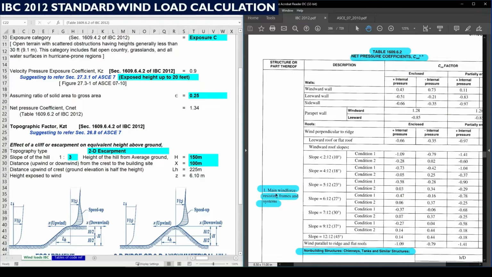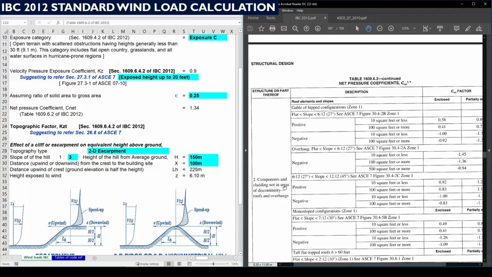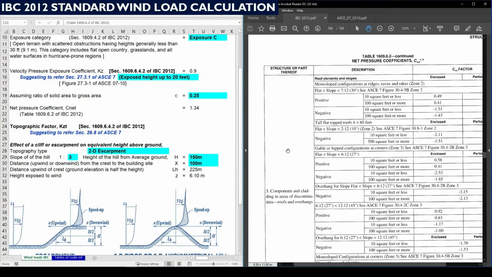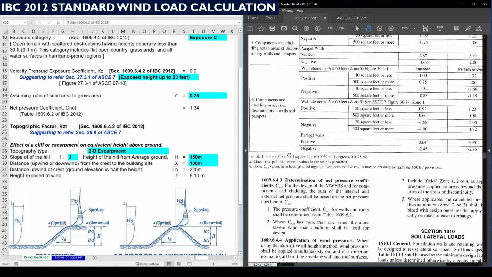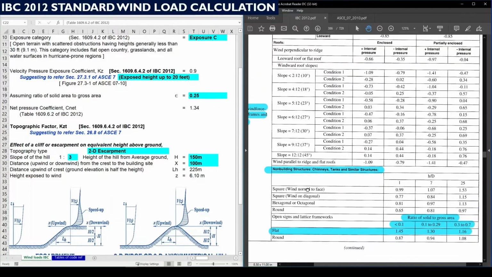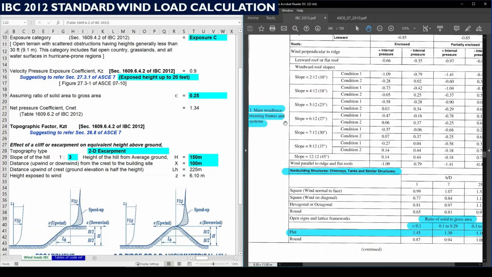We are going to consider the main wind force resisting frames and systems. There are various other structure systems also, like components and cladding not in areas of discontinuity, roofs and overhangs, and components and cladding in areas of discontinuities, roofs and overhangs, which is a continuation. Likewise, there are some four to five different kinds of structures. We are considering main wind force resisting frames and systems, non-building structures, chimneys, tanks and similar structures.